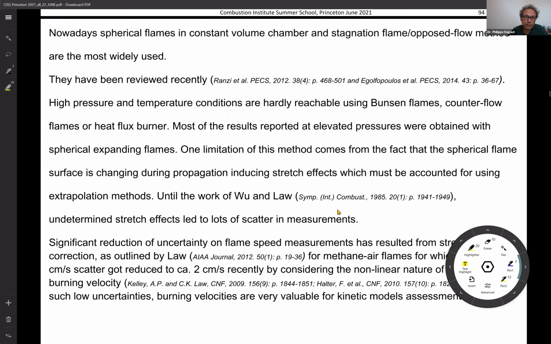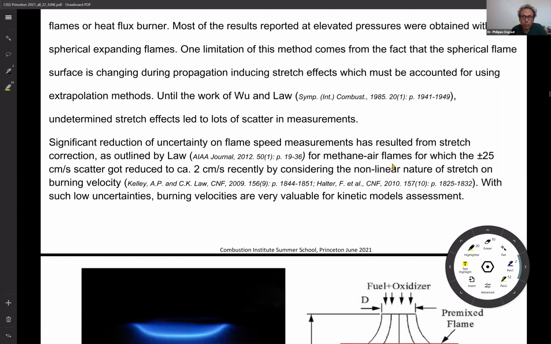So there has been a significant reduction of uncertainty on flame speed measurement after the work of Kelley and co-workers on stretch corrections. For methane air flames, the plus or minus 25 centimeters per second scatter in the old days got reduced to about 2 centimeters per second more recently, by considering the non-linear nature of stretch on burning velocity. With such low uncertainties, burning velocities are very important and valuable data for kinetic model assessment.